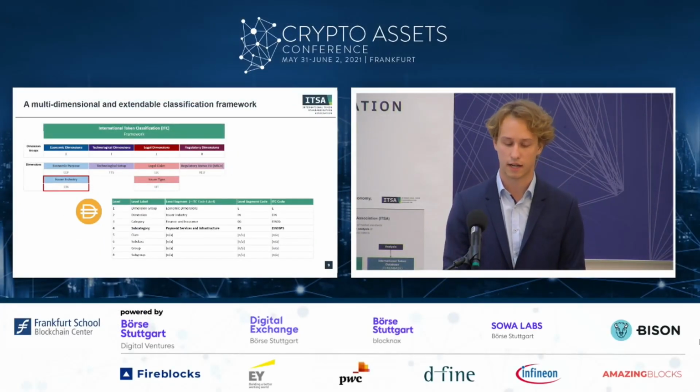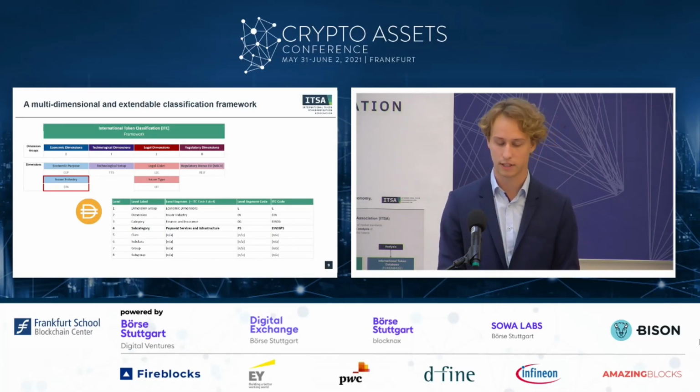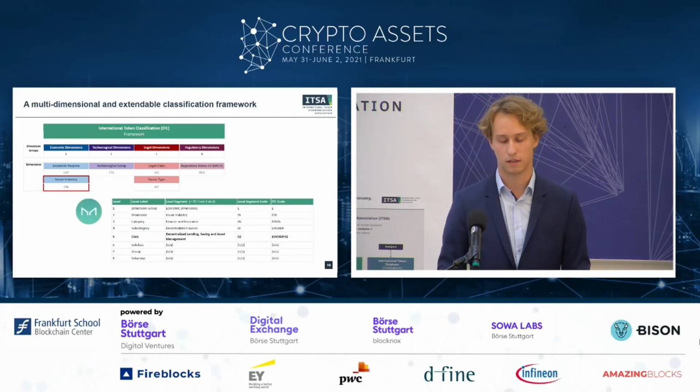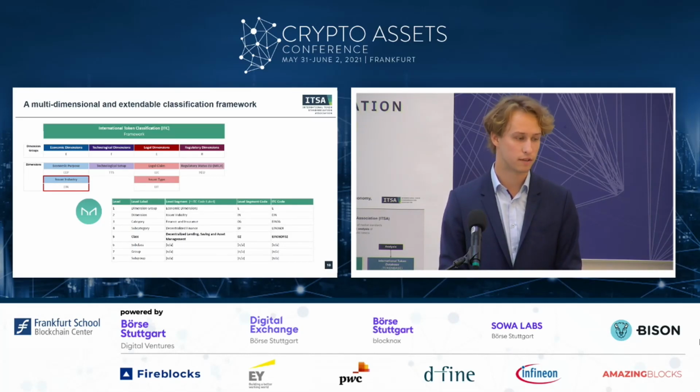Again, looking at the DAI, we classify it as a payment services and infrastructure industry because it's a stablecoin. It's supposed to be used for payment and services. In contrast, the Maker governance token has the class decentralized lending, saving, and asset management, looking very much at the purpose of the Maker protocol and its industry as a decentralized lending protocol.